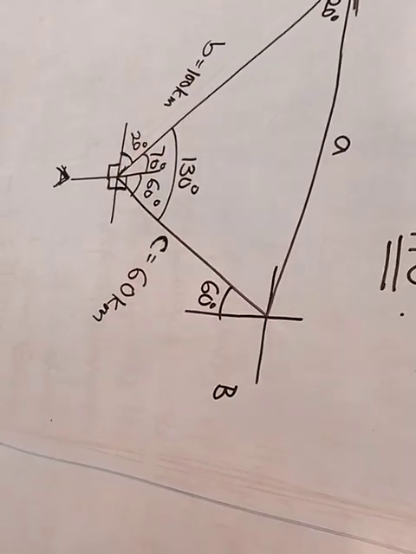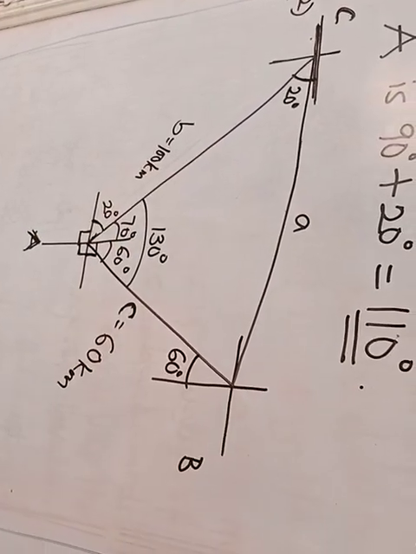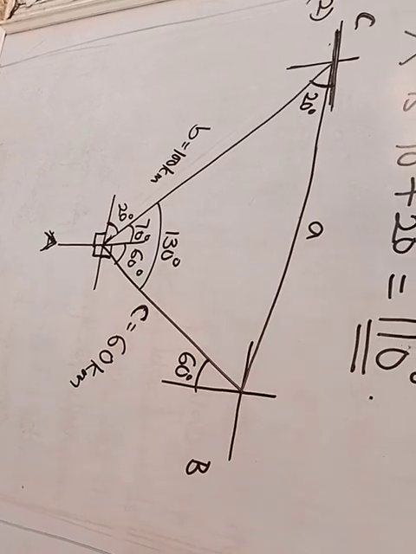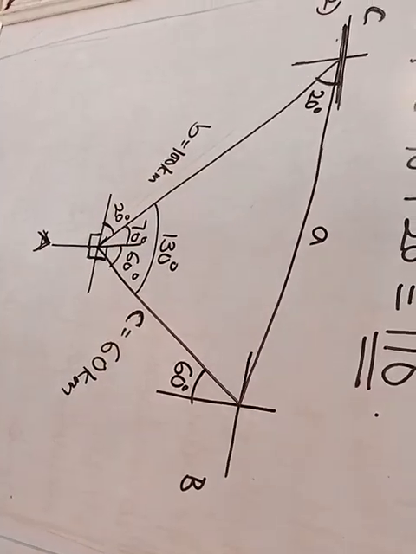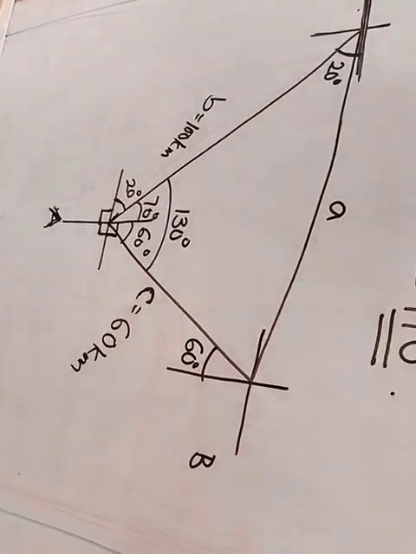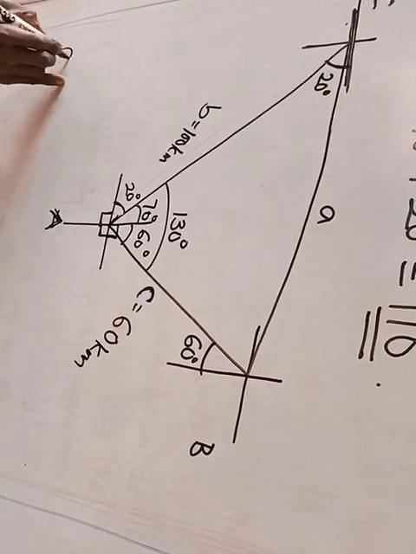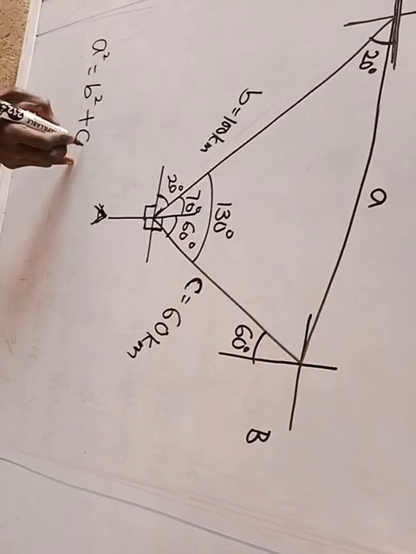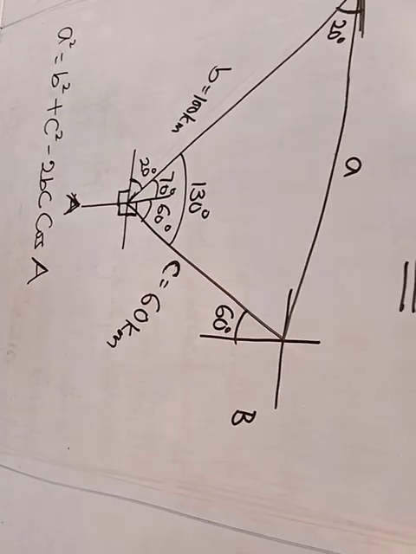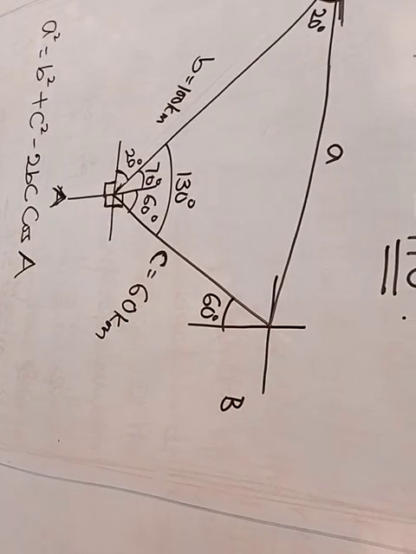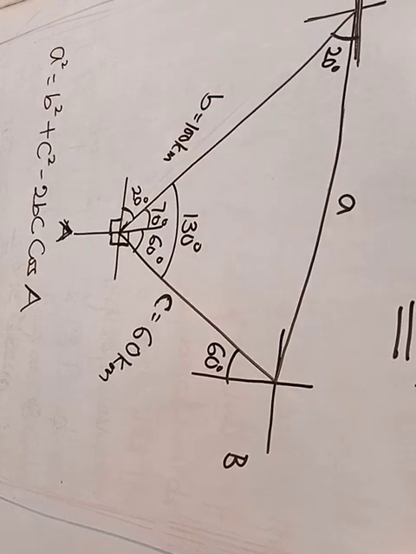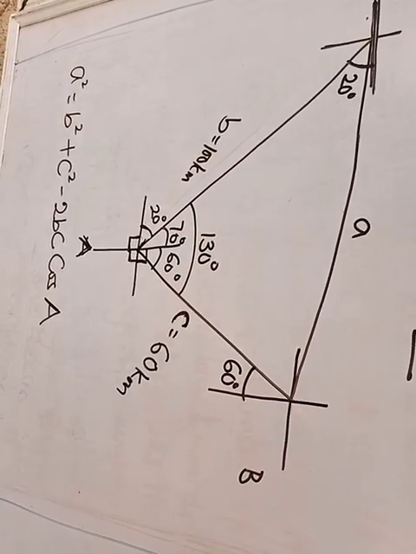So we have two sides and one angle. When you have two sides and one angle, then you are free to use cosine rule. When you have two angles and a side, you can use sine rule. So we use cosine rule. We want to get A. The cosine rule says A squared equals B squared plus C squared minus 2BC cos A. You can quickly check for that formula. I've told you why we use cosine rule: two sides and an angle, cosine rule; two angles and a side, sine rule.